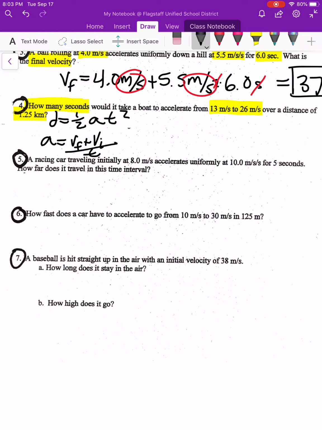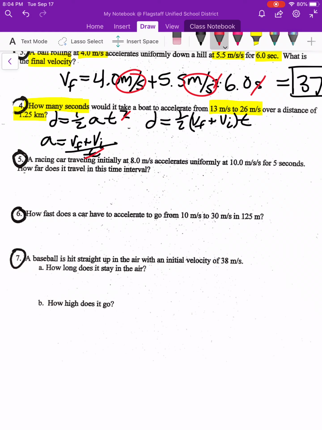Okay, so when we plug this in for A, that means our equation now is D equals 1/2 times V final plus V initial times just time, right? Because this time and this squared time cancel out. So this is the equation that we're left with.